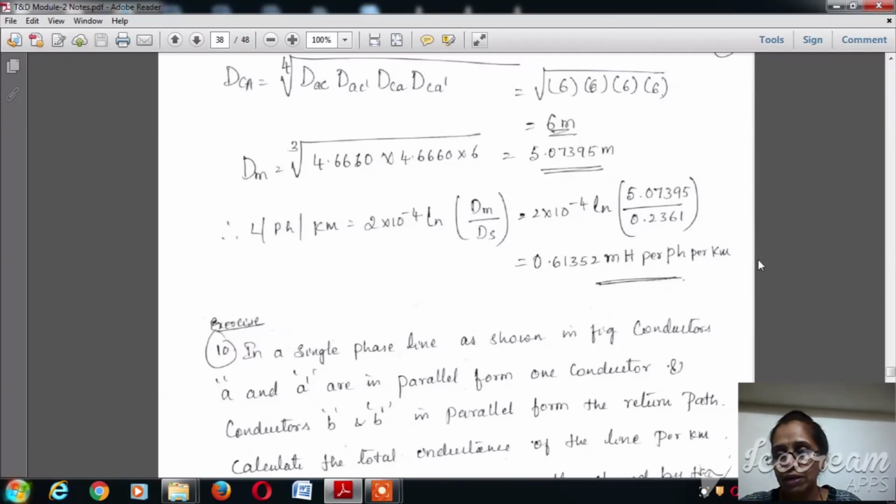So far we have discussed the transposed lines, the double circuit lines, and the calculation of the inductance for all the cases of symmetrical and then unsymmetrical spacing. And we have used the GMD GMR method, where GMD is nothing but geometrical mean distance, and the GMR is nothing but geometrical mean radius, which are going to be very key factors in calculating the inductance of the double circuit line as well as the single phase line. And also the calculation of the capacitance of the line.